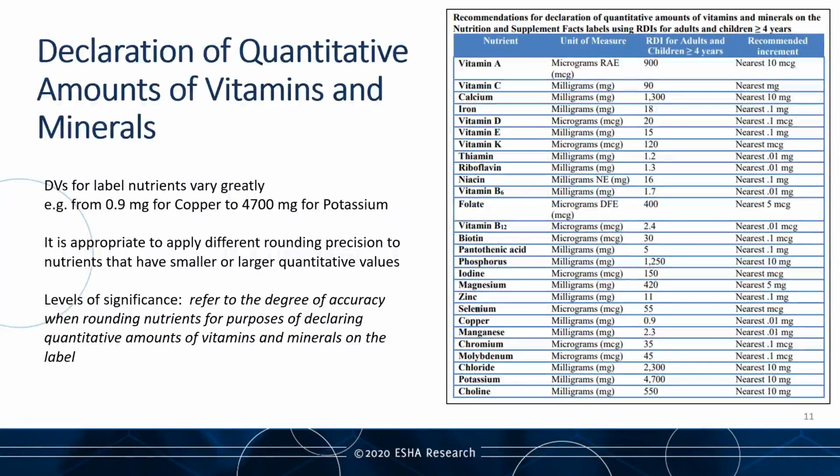For labeling purposes, the FDA defines levels of significance as the degree of accuracy when rounding nutrients for purposes of declaring quantitative amounts of vitamins and minerals on the label. And this is a list from December 2019 FDA guidance that shows the levels of significance that can be used to report the quantitative values for the vitamins and minerals that appear in the lower portion of the label.